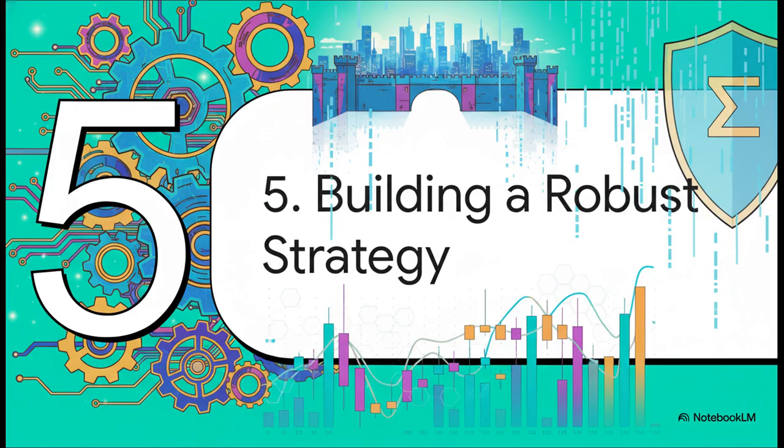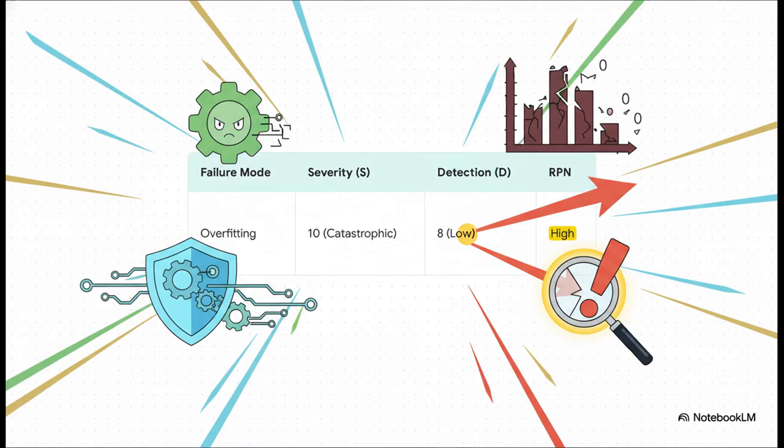All right, enough about the problem. How do we actually fix this? How do we proactively design strategies that are tough, that are robust, and that can actually survive in the real world? We start with a tool called a failure mode and effects analysis. Basically, we try to predict how things could fail before they do. So for overfitting, the severity is a 10. It's catastrophic. It'll wipe you out. The problem is, our ability to detect it ahead of time is pretty low. Let's call it an 8. You multiply those together and you get a crazy high risk priority number. That tells us in no uncertain terms, this is priority number 1. This is the thing we have to fix first.